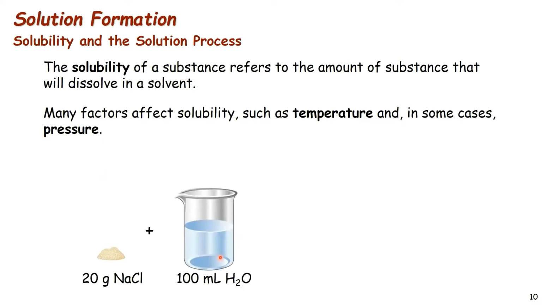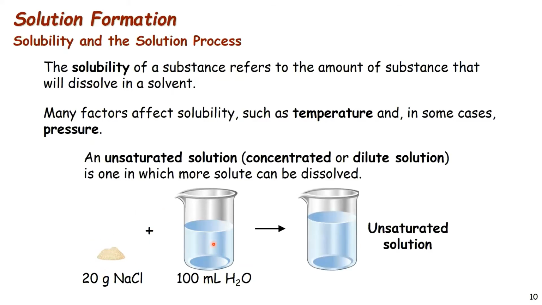So here's just an example. Let's say I have 100 milliliters of water, and I measure out 20 grams of sodium chloride, table salt. And I take that 20 grams and I throw it in the water and I mix it up. Well, it's all going to dissolve, okay? And we're going to form what's called an unsaturated solution. Unsaturated simply means I can dissolve more of that solute in there. And if we dissolve just a little bit, we're going to call it a dilute solution. But if we dissolved a lot of salt, we would call that a concentrated solution.